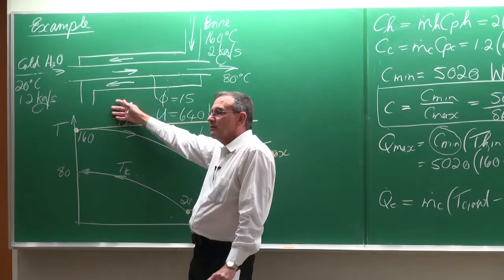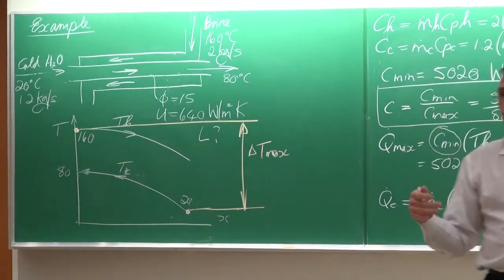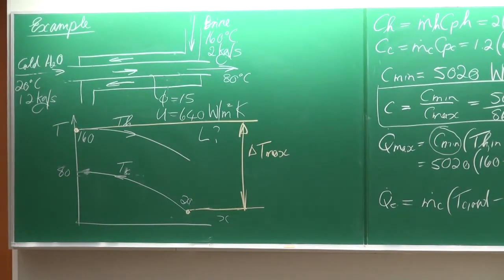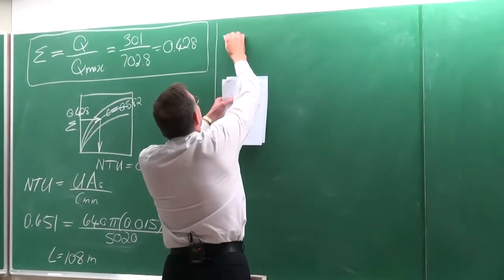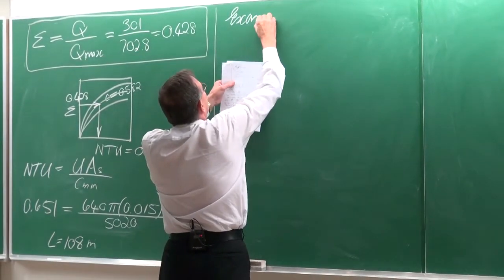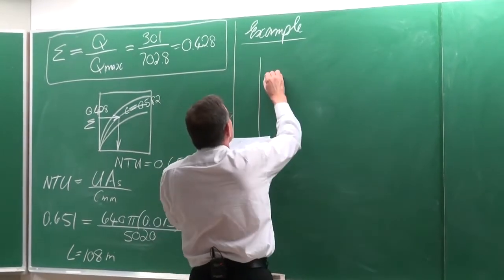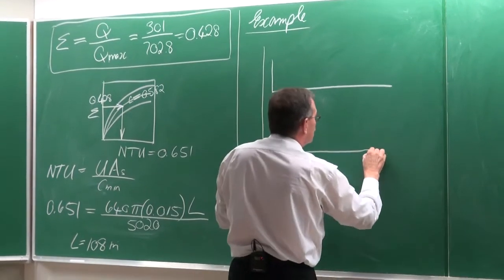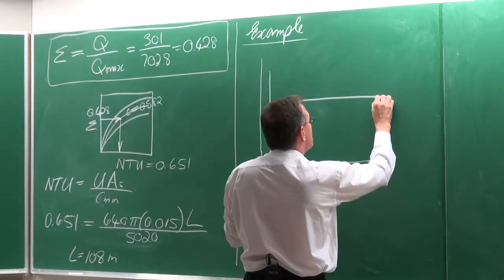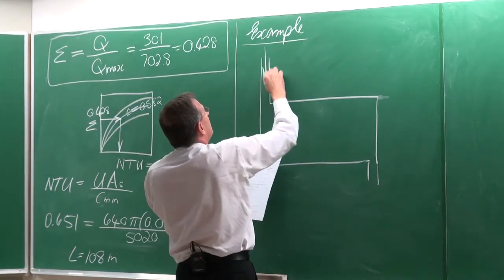You'd rather go for a shell and tube heat exchanger or a plate heat exchanger, which will be much more compact. Okay. Let's do a second example. In this example, we've actually got a shell and tube heat exchanger. And I'm just going to draw it schematically.